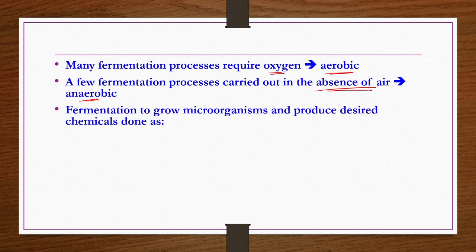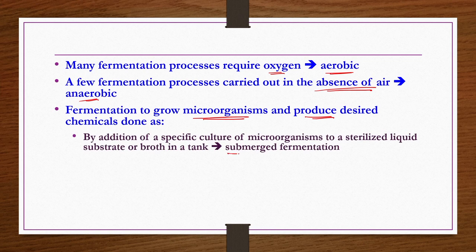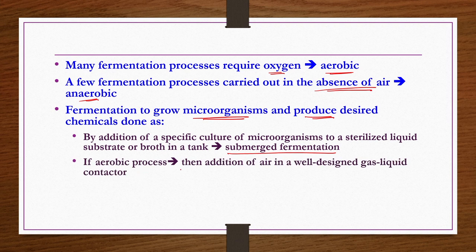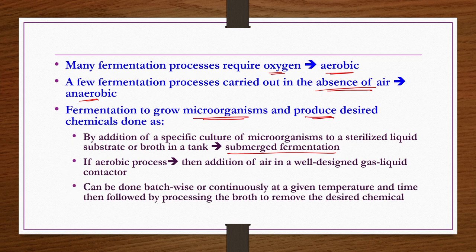For fermentation to occur, some kind of reactor or contacting equipment is required. Microorganism growth and production of the desired chemicals is done as in submerged fermentation, where a specific culture of microorganisms is added to a sterilized liquid substrate or broth in a tank. If it is an aerobic process, then air is added in a well-designed gas-liquid contactor. They can be run batch-wise or continuously at a given temperature and time, followed by processing the broth to remove the desired chemical.